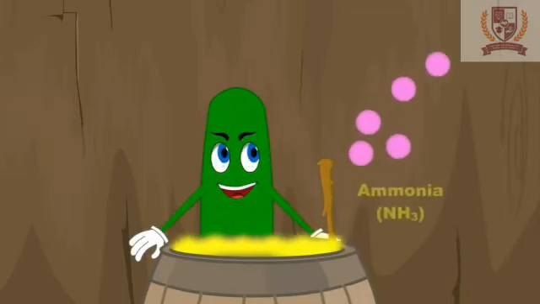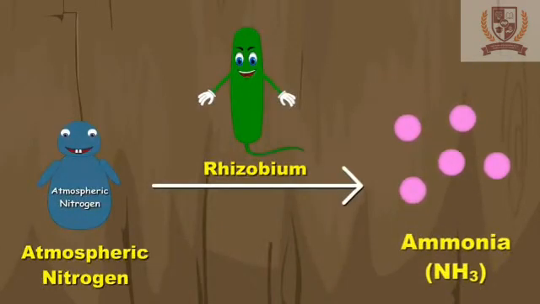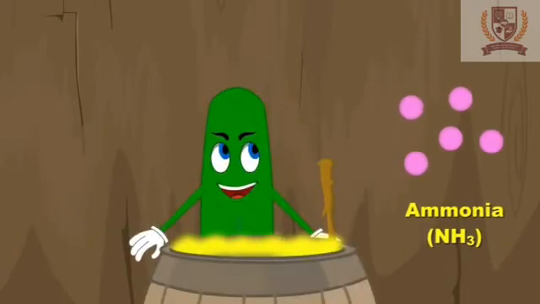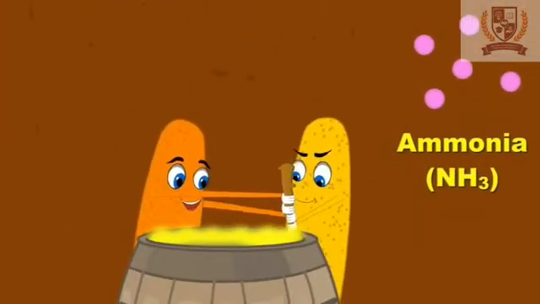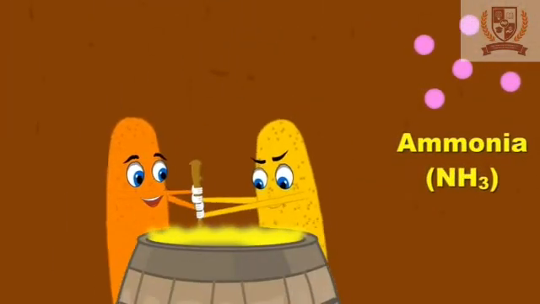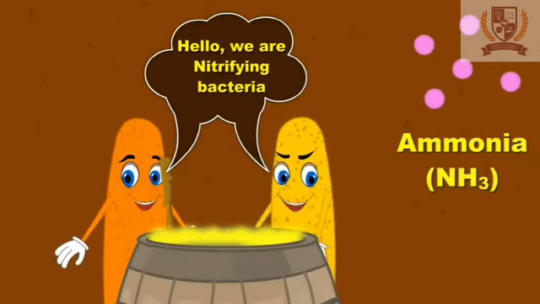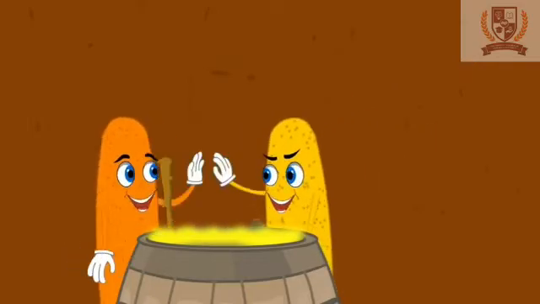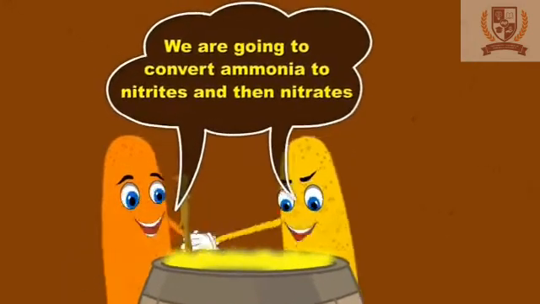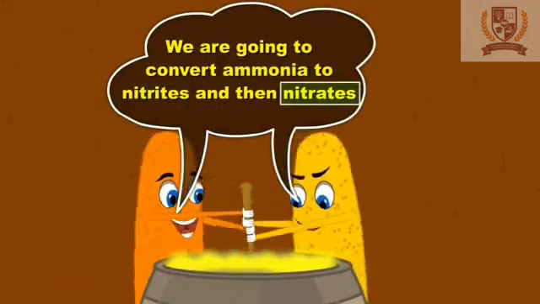Ammonia is very important for plants as it promotes plant growth and improves fruit and seed production. This results in a greater yield. Let us now get familiar with another set of bacteria called the nitrifying bacteria, which live in the root nodules. These bacteria convert ammonia into nitrites and then into nitrates. These are nothing but nitrogenous compounds.